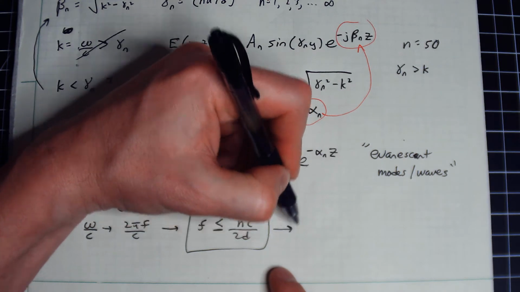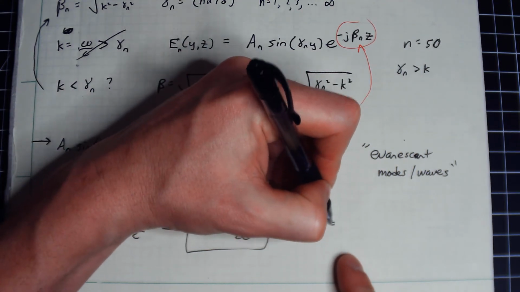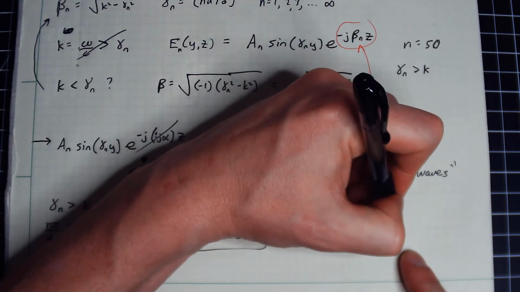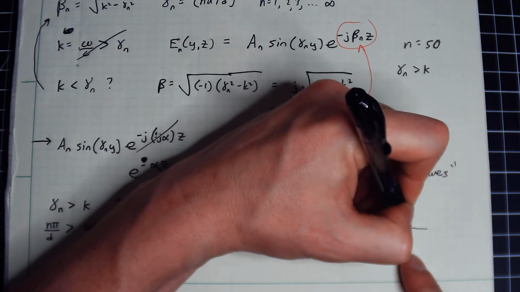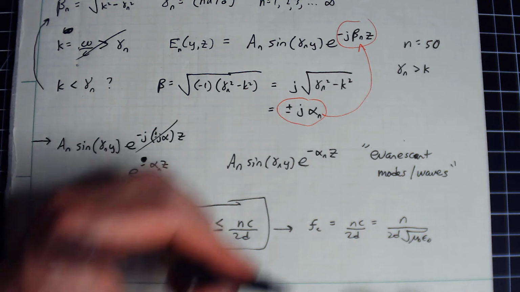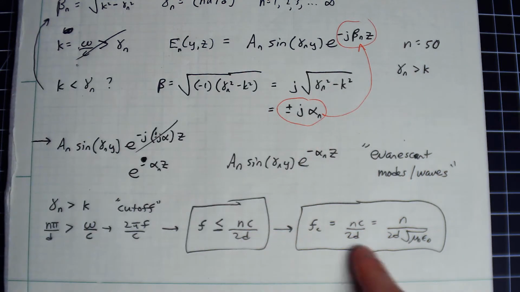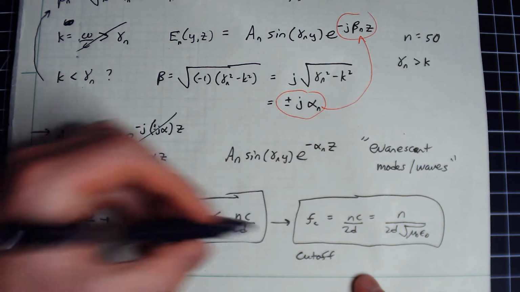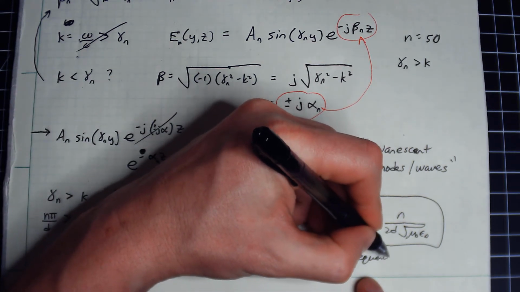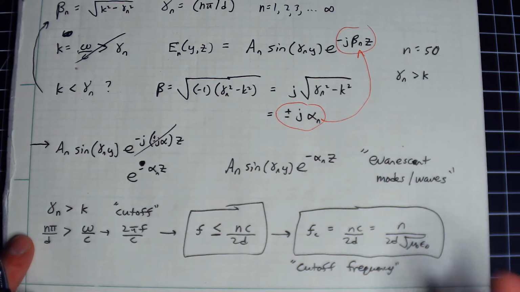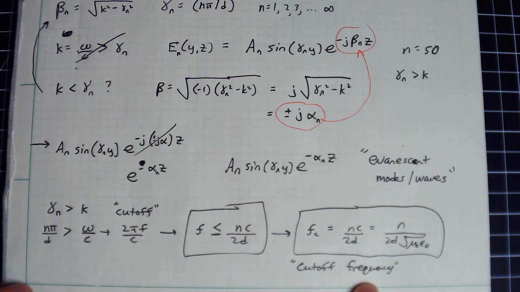And in particular, if you equate them, f sub c is equal to nc over 2d, or since c, remember, is 1 over the square root of mu naught epsilon naught for a waveguide that has no dielectric materials in it, f sub c is n over 2d times 1 over the square root of mu naught epsilon naught. So this is called the cutoff frequency. Cutoff frequency, like that. So what it says is that if I have some parallel plate waveguide and I excite it at a very, very low frequency, eventually it will not carry any real power down the waveguide.